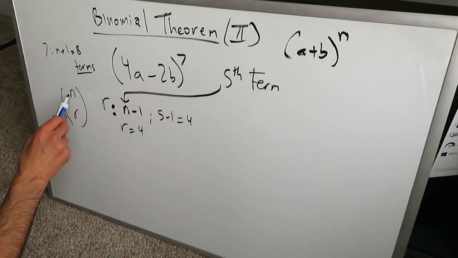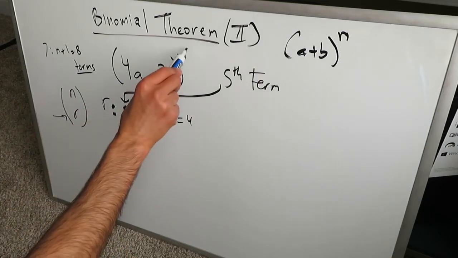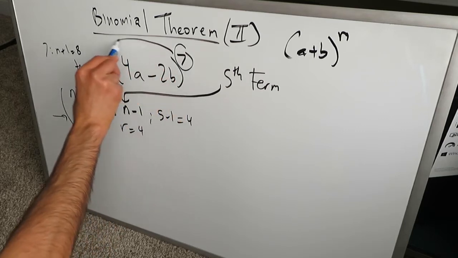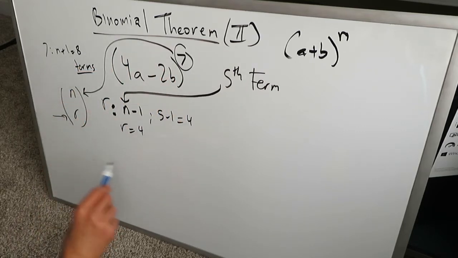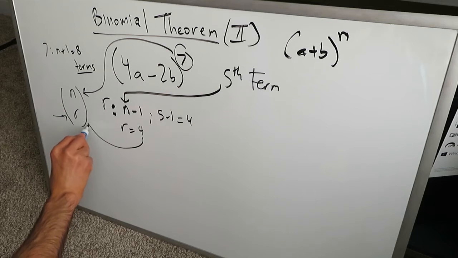Okay? And we always know the n value. The n value is always the initial exponent. You see this initial exponent right here? That feeds into this n right here. And this r value just feeds in right over here.